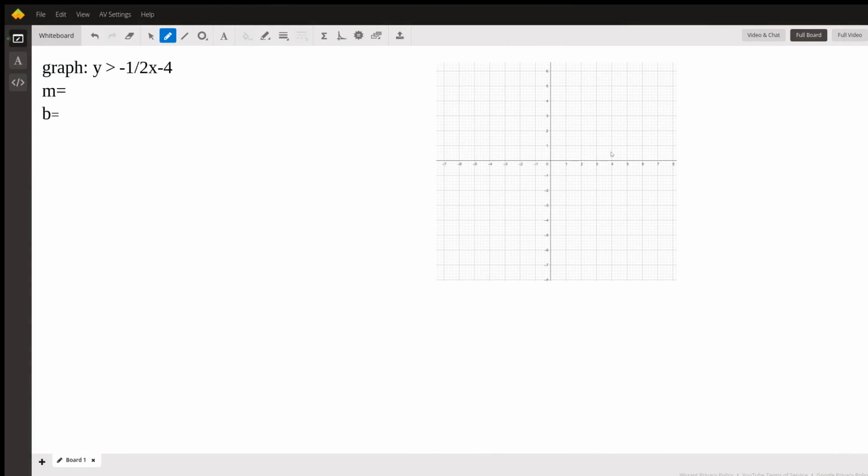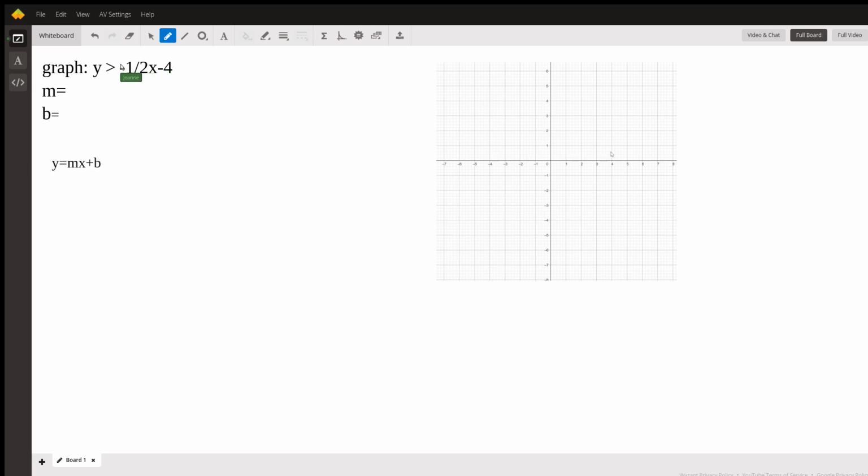There was a question that said, please graph y is greater than negative 1/2 x minus 4, and find m and b. Going to this problem here, m and b have to do with what's called the slope and the y-intercept. The slope-intercept form of an equation is y equals mx plus b. The m stands for slope, and b stands for y-intercept.